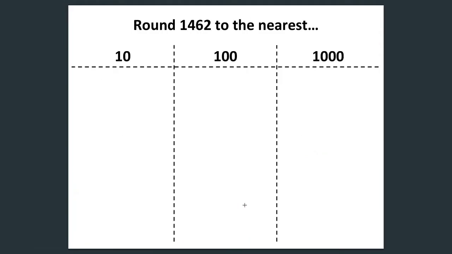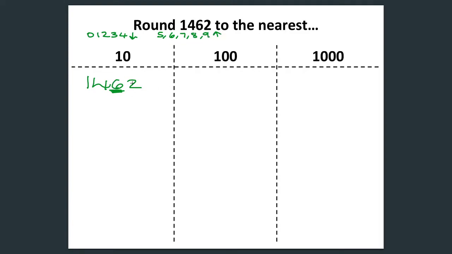So, round 1462 to the nearest 10, 100 and 1000. So, if we've got 1462, we want to round to the nearest 10. So we're going to underline the tens column and look at this 2. Now remember, if it's 0, although that doesn't really matter, 1, 2, 3 or 4, it rounds down. The number stays the same. If it's 5, 6, 7, 8 or 9, it goes up to the next one.